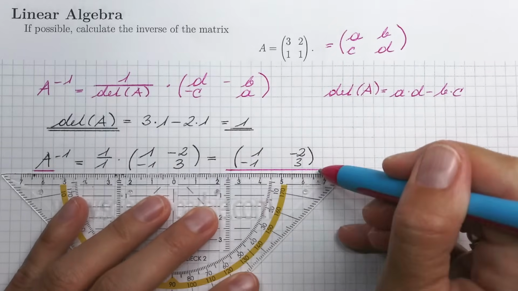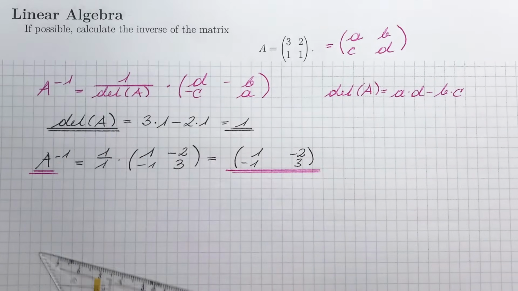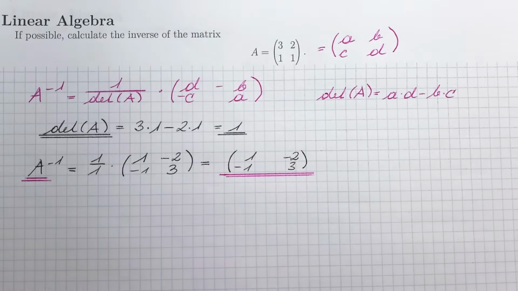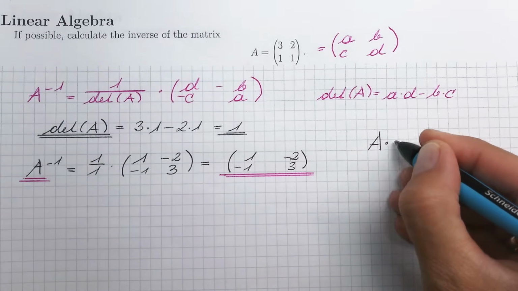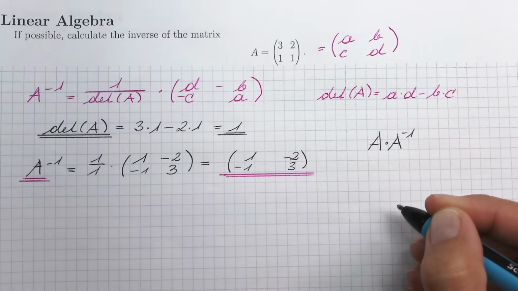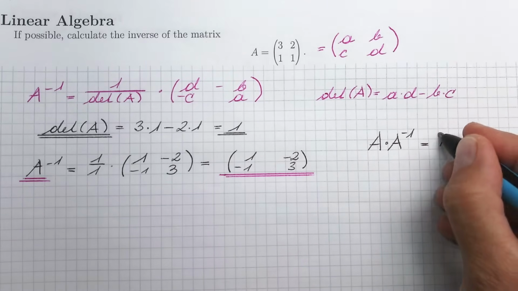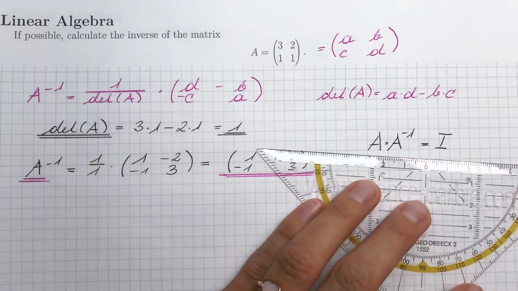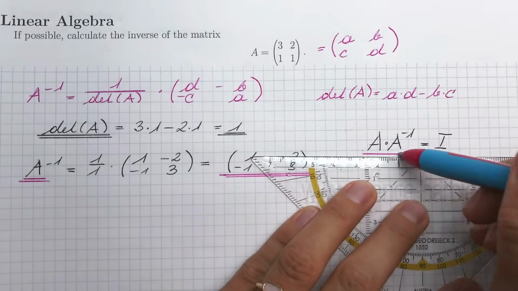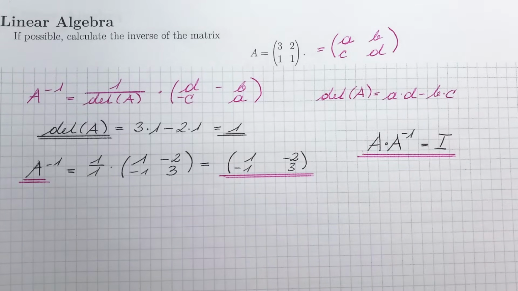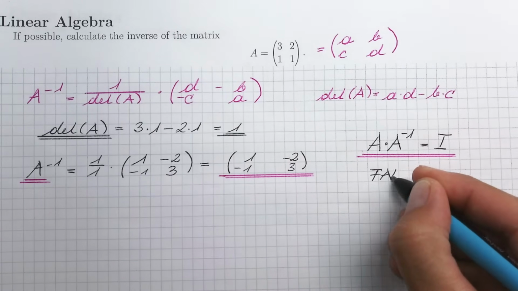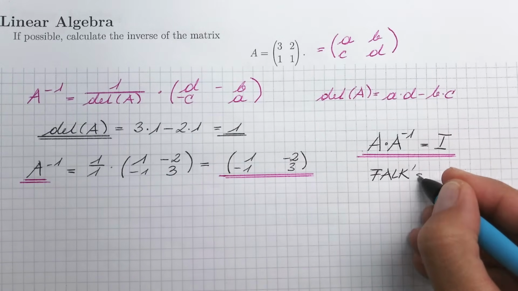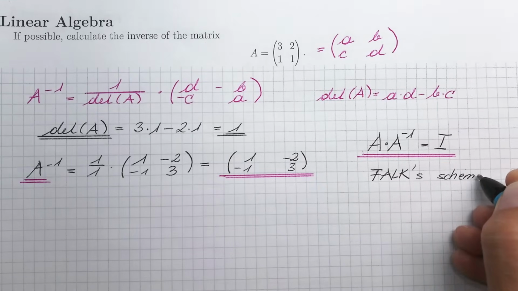And of course, we want to prove that this is correct. The inverse of the matrix means that A times A to the power of minus 1 equals the identity matrix. So if I multiply a matrix with its inverse, I will get the identity matrix. And let's try this really quick. Applying Falk's scheme. Probably you've seen one of my videos before, then you've heard of Falk's scheme.